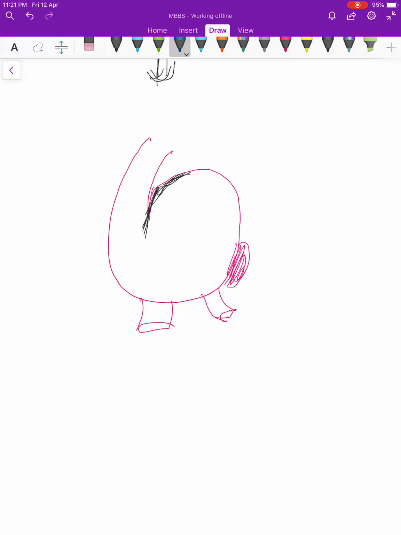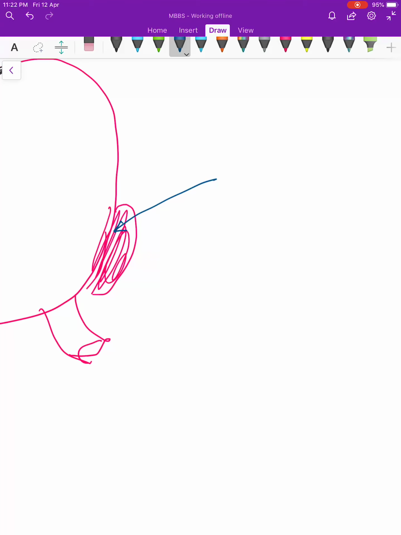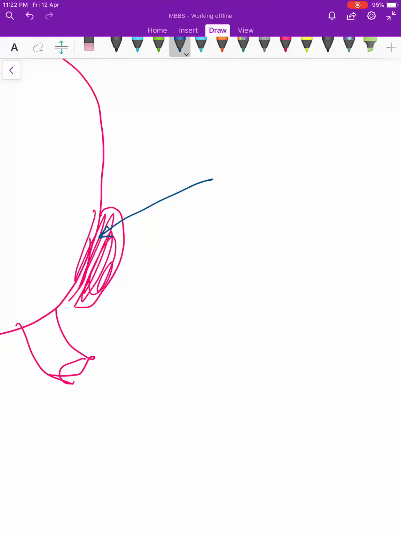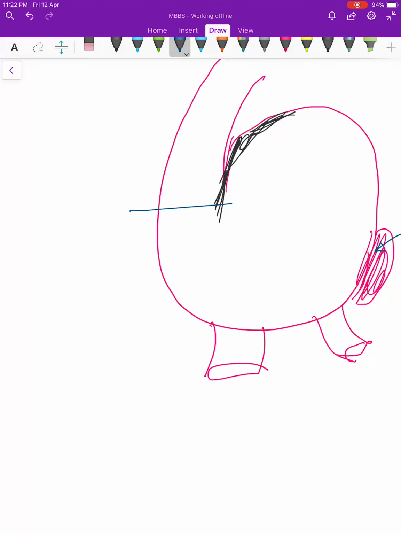So I'm not a good artist, so I cannot draw pictures well, but you can understand this topic from my drawing. So formation of atrium from atria part. Okay, and this is the formation of ventricle from ventricular part.